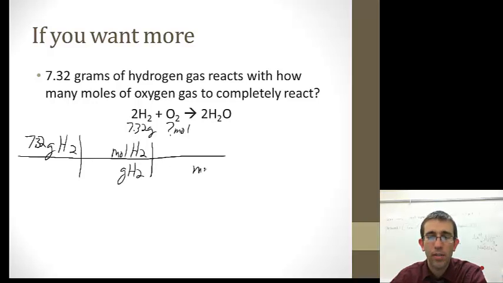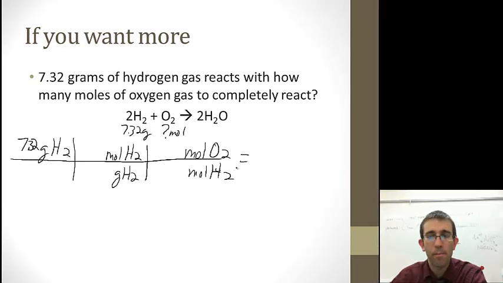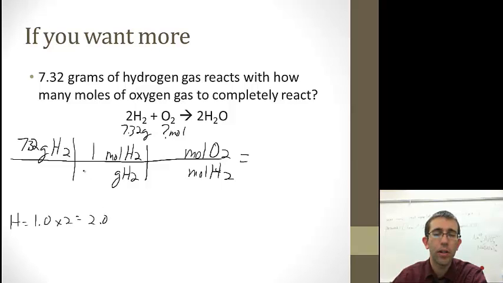Alright, I want to cancel out moles of H2 because I don't want H2, I want O2. And remember, when you put mole and mole together, this is where our chemical can change. We go in now and get our numbers. Mole and gram together, my mole is 1. Grams from the periodic table. Hydrogen on the periodic table is 1.0. And there's 2 hydrogens, so this is 2.0.